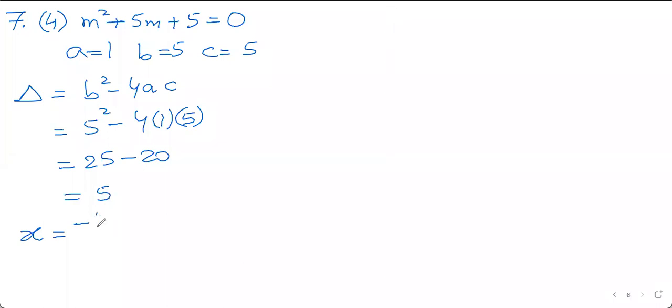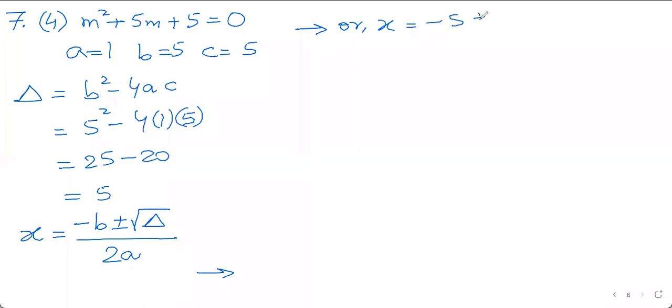So minus B plus or minus our delta, which is our discriminant, which we have already calculated, by 2a. Now I'm writing it in the next column. We will write x equals to minus of 5, so minus 5 plus or minus square root of 5.